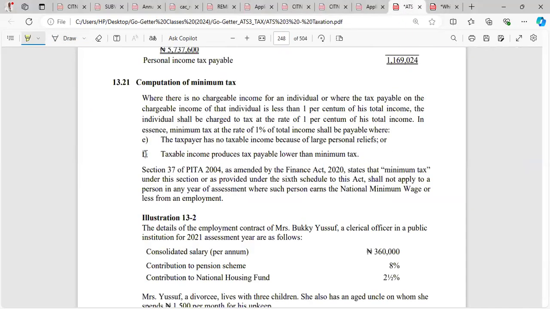Now, why minimum tax? Sometimes you may find out that you have no taxable income because you have large personal benefits, or your tax is lower than your minimum tax. So your minimum tax is going to be applied. Now, there is an exemption. The minimum tax shall not apply to a person that earns the national minimum wage.